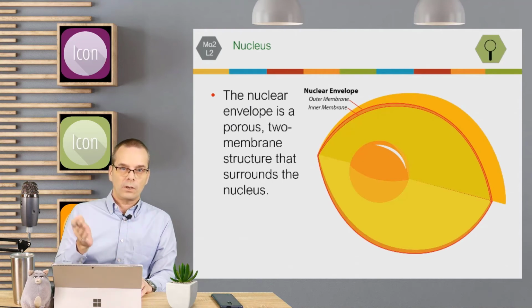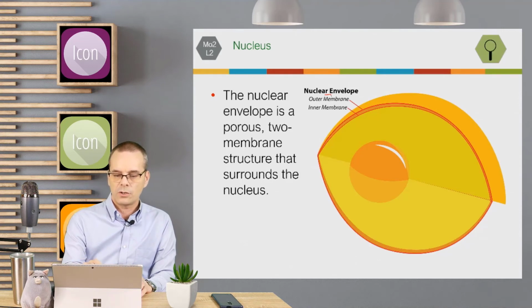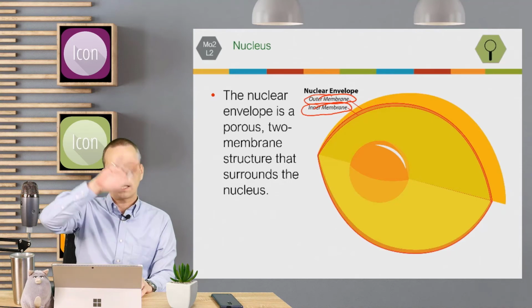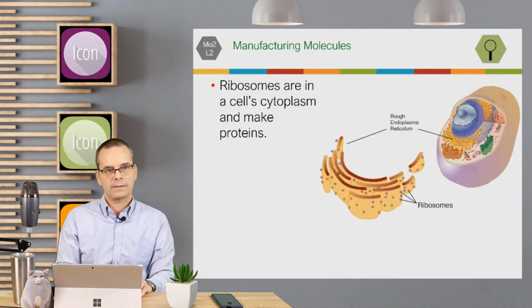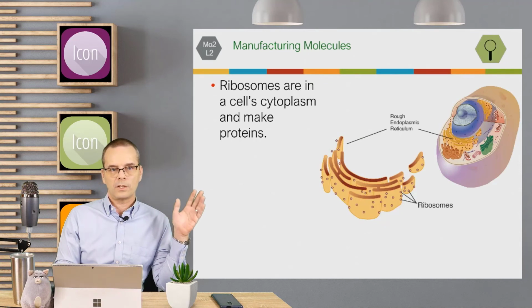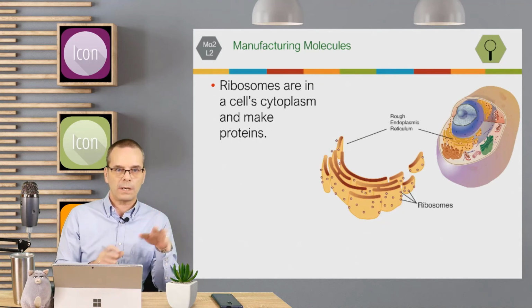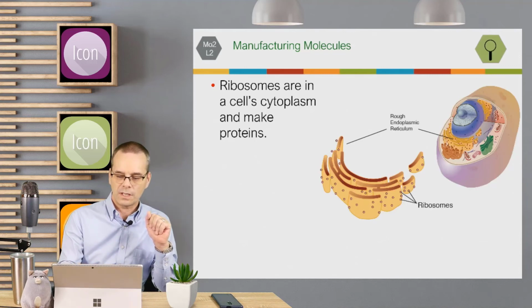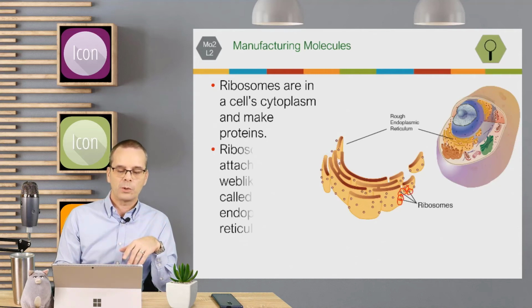The nuclear envelope is a porous two-membrane structure that surrounds the nucleus. The two structures are the outer membrane and the inner membrane. And we call that the nuclear envelope that kind of surrounds the nucleus and protects it. Now, ribosomes, remember we said, are in a cell's cytoplasm, and they make the protein. We mentioned that. So, it's a rough endoplasmic reticulum, but all you need to know is the ribosomes here. And those make the proteins.